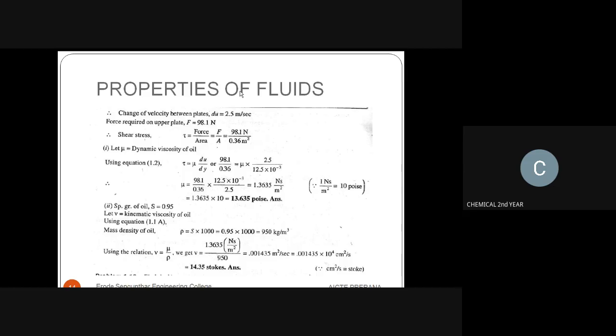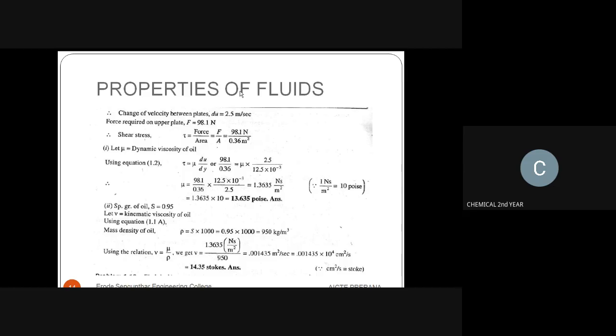Right. So you know that kinematic viscosity is equal to dynamic viscosity divided by density. So 1.3635 Newton second per meter square divided by 950. If you substitute, you will get 0.001435 meter square per second. If you convert that into centimeter square, you need to multiply by 10 power 4. 1 centimeter square per second is equal to 1 Stoke. So you will be getting 14.35 Stokes.